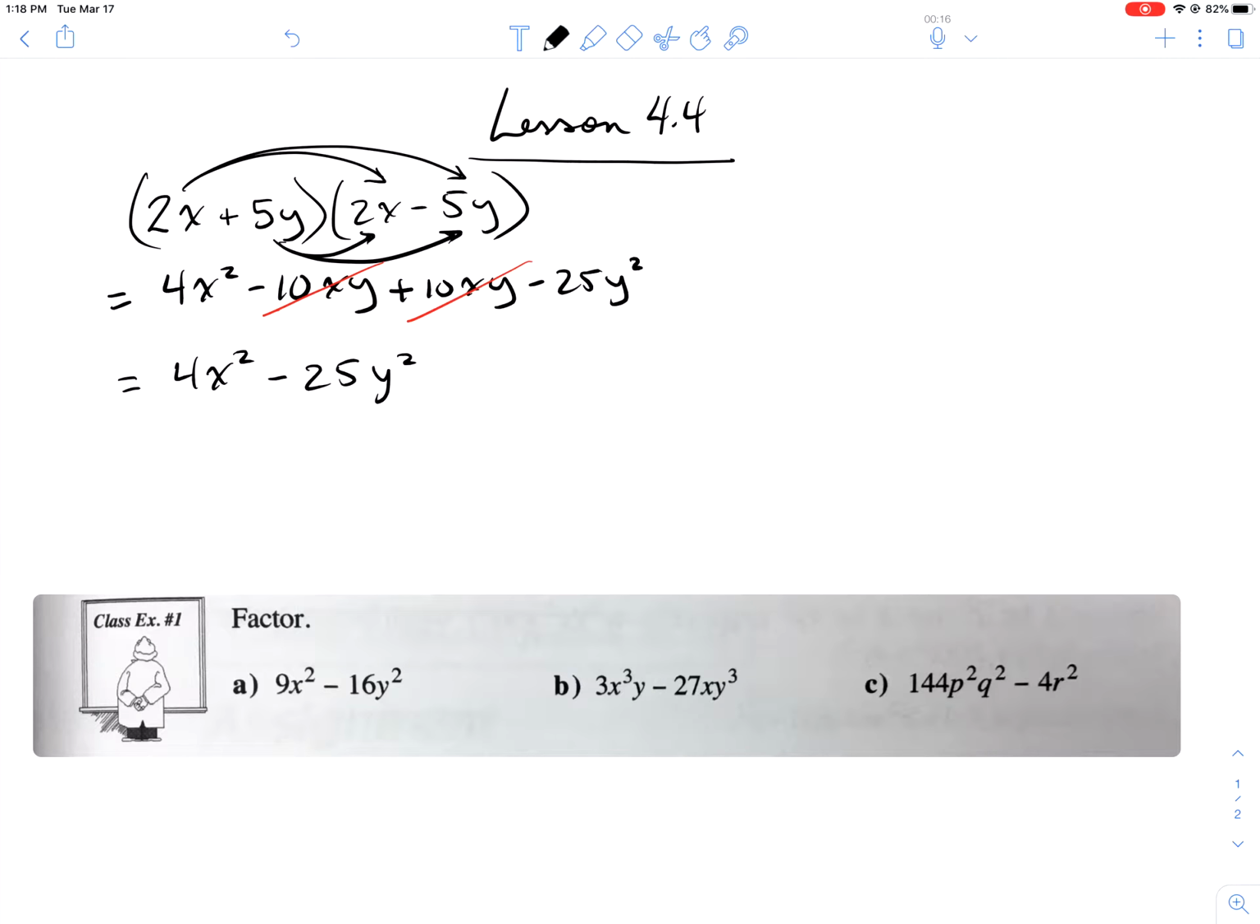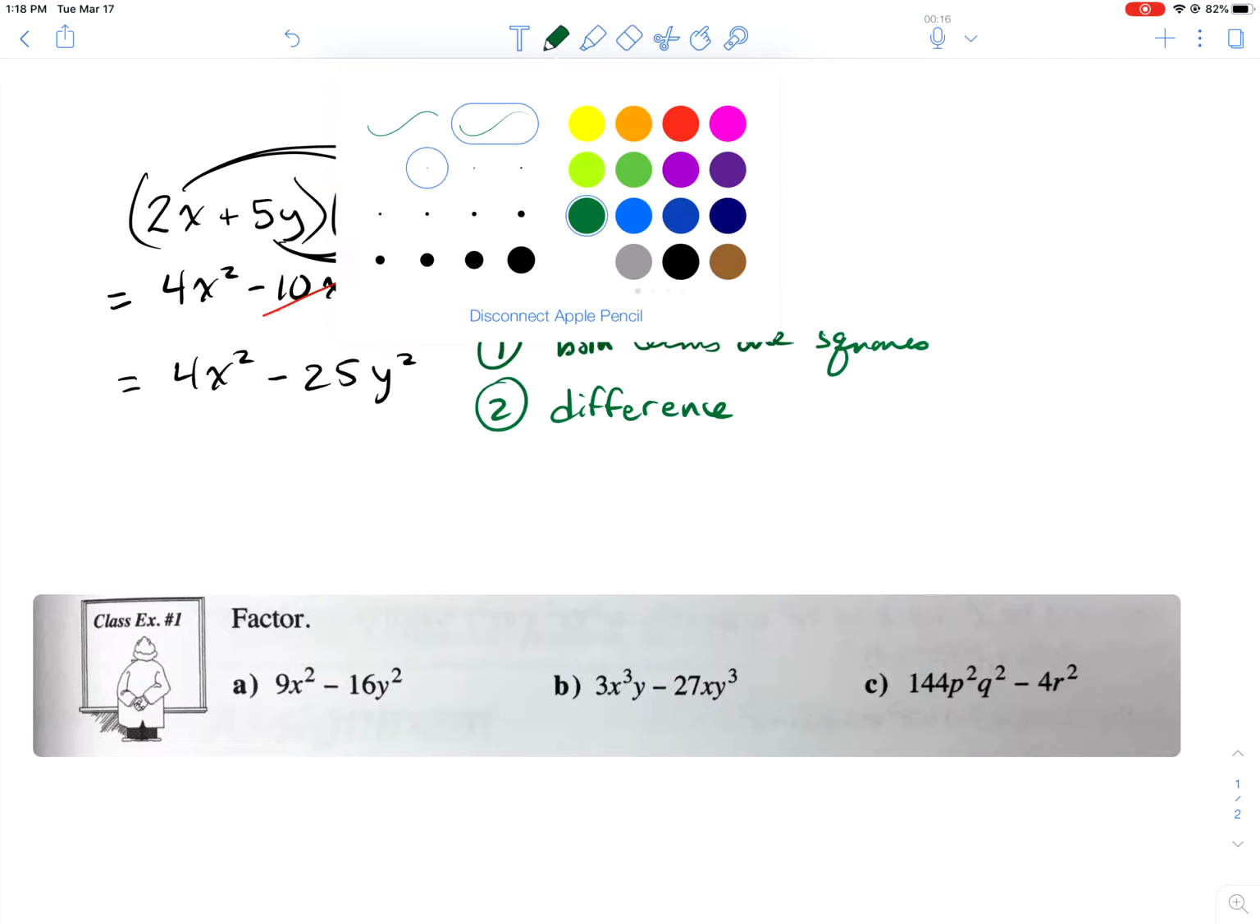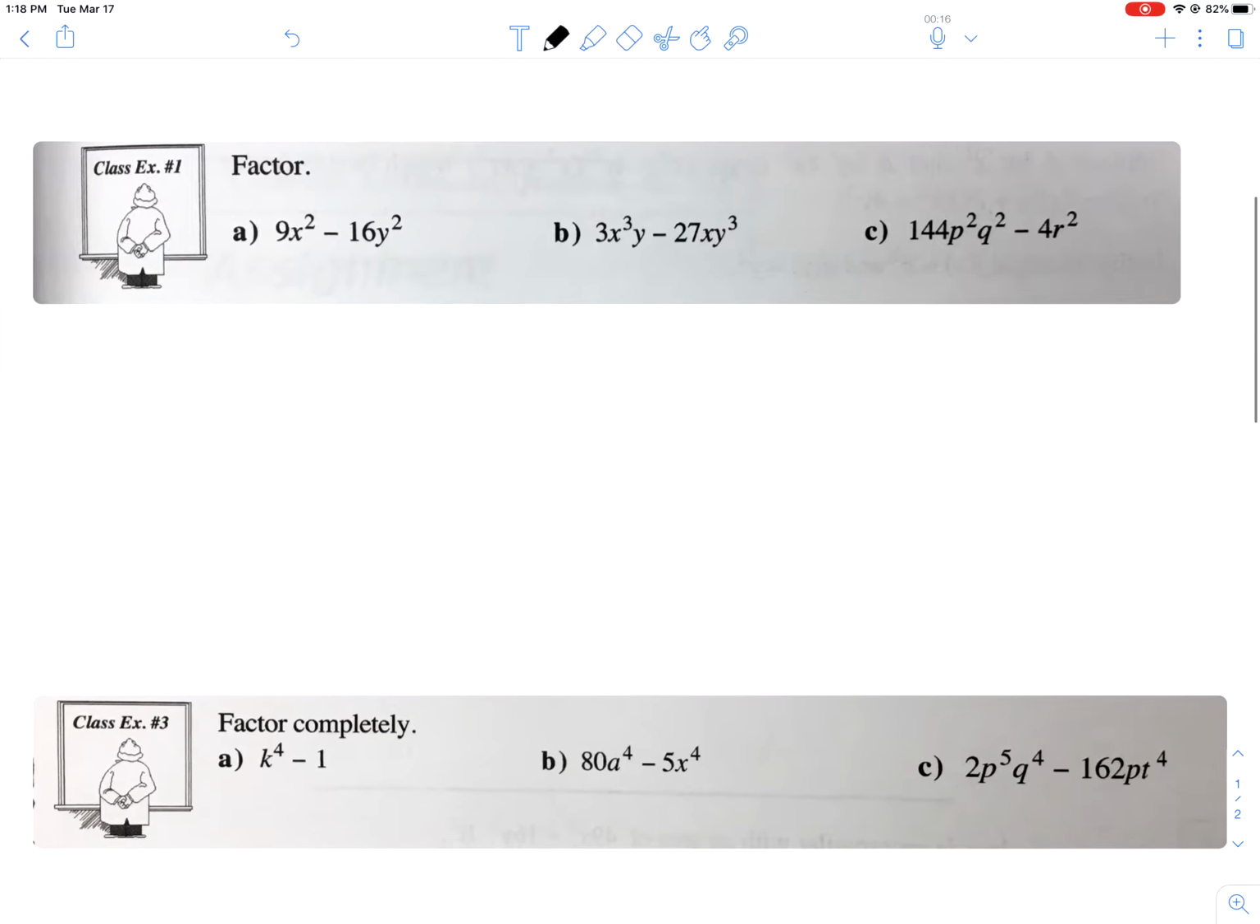So let's look at a couple of these properties. One, both terms are squares. So that is a requirement. Both terms must be squares. The second thing is that we have a difference. So if we are adding two squares, that is not called a difference of squares. They must be subtracted. So let's try some examples. Again, this is not new. Many of you are rolling your eyes at this point.